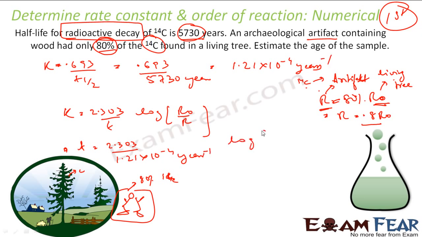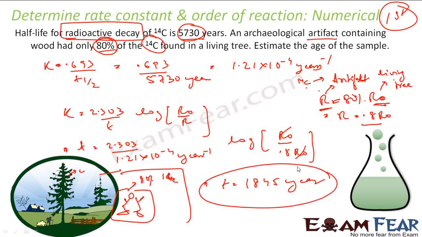Per year, log of R naught by R. R is nothing but 0.8 R naught. R naught I don't cancel. So if you solve this equation, you get T as 1845 years. That means the age of the artifact is 1845 years. So with that, the archaeology department finds the age of an old monument. And if you see here, this chemical kinetics is helping us to find the age of old monuments.